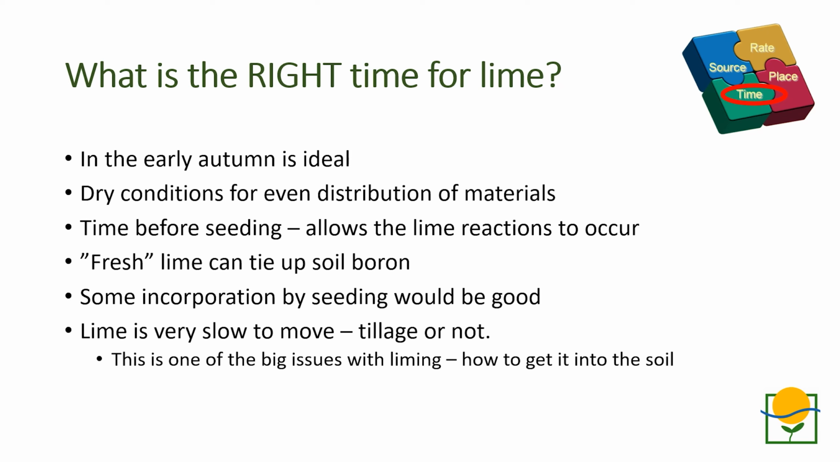Some lime incorporation is good, and incorporation by seeding is probably the base level. But the issue is we'd like more incorporation, but that's difficult in a direct drilled stubble retained system. Lime's very slow to move, with or without tillage, and it's one of the big issues with liming, is firstly how to get it mixed into the top 10 centimetres and then into the next 20 centimetres.